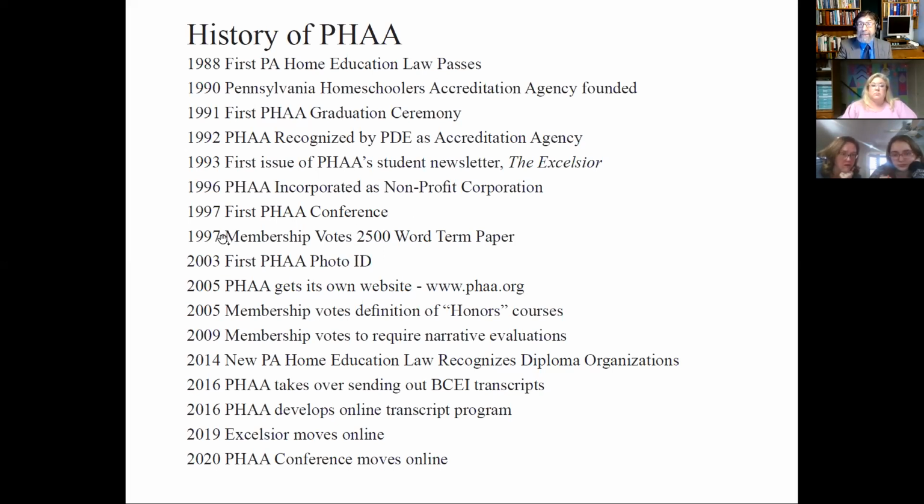Okay, 1997, the membership voted to have a 2,500 word term paper. This was because of Bill Gates.